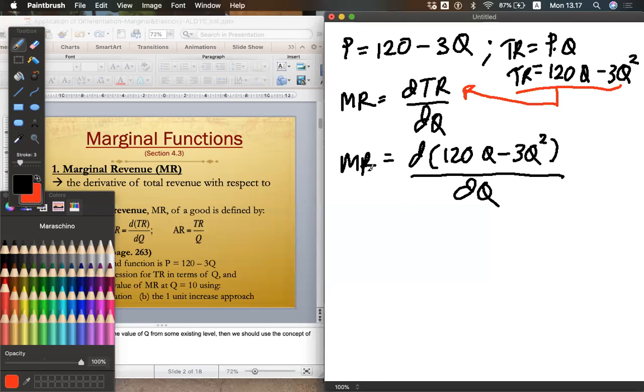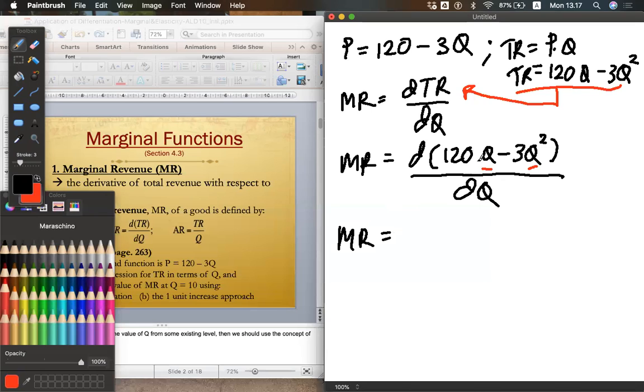Okay, so we have MR and C the Q. So the one that will be differentiated is the Q here. And we can use the rules of differentiation to differentiate, or derivate, or menurunkan, this function.